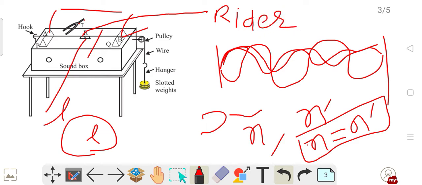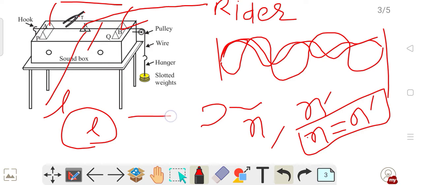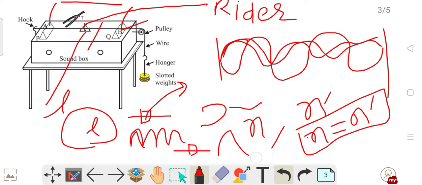What does the rider do? If this is my string, then it will be vibrating with high amplitude in resonance. So if my piece of paper is here, when the string vibrates, this will fly off because of the high amplitude, isn't it? Now when the string does this, the paper will fly off because it will suffer the crest of the string, so it will fly off. Now this is how we identify the resonance.